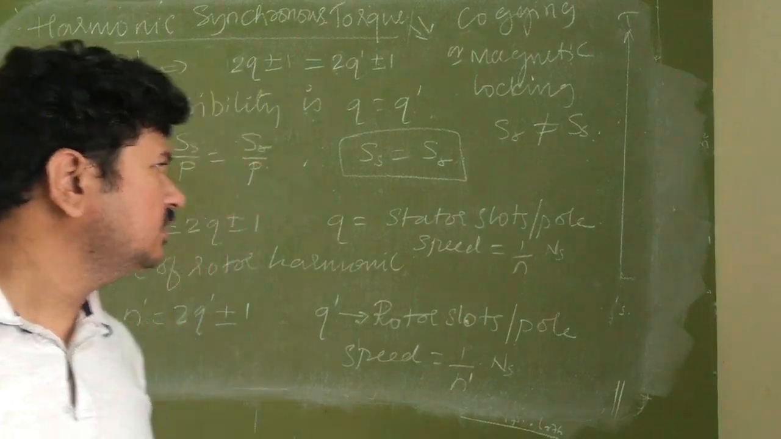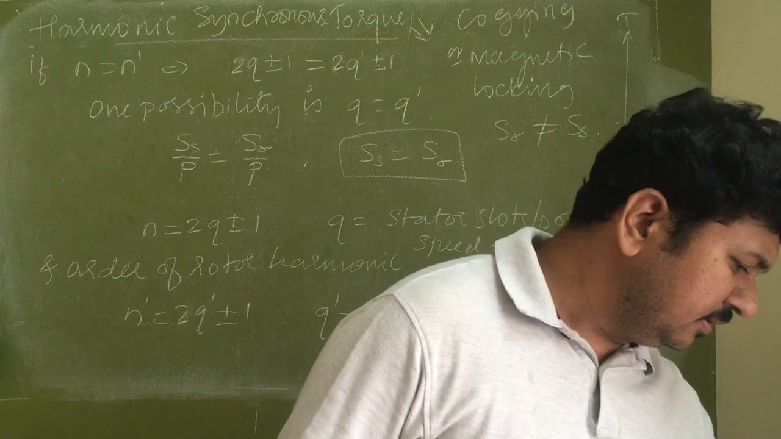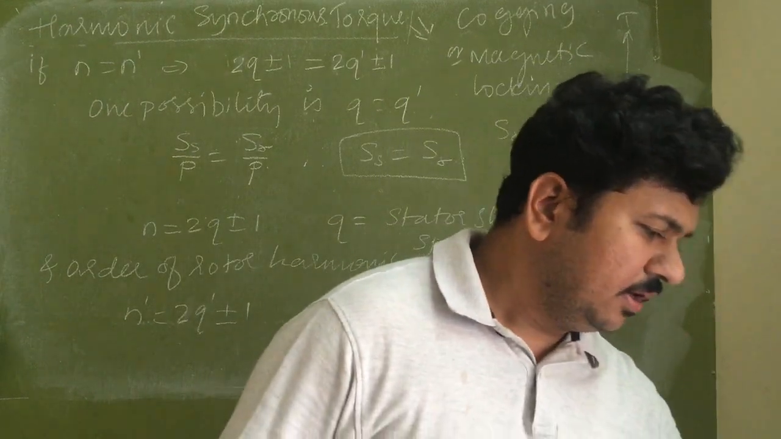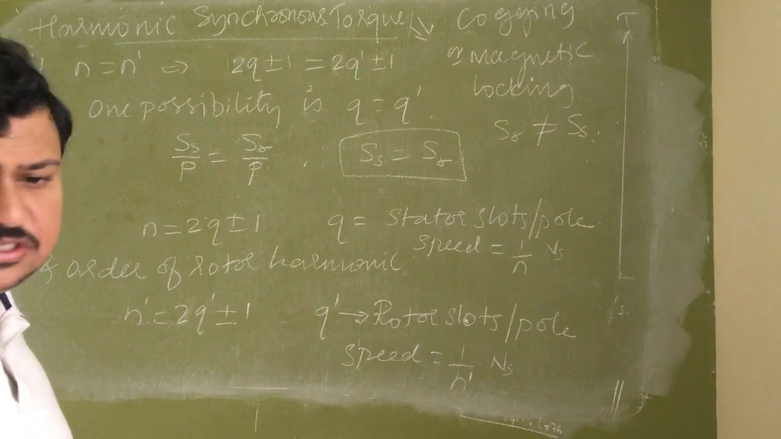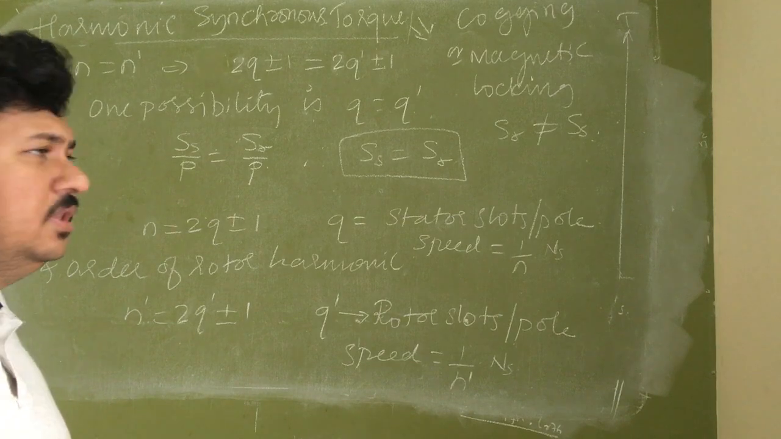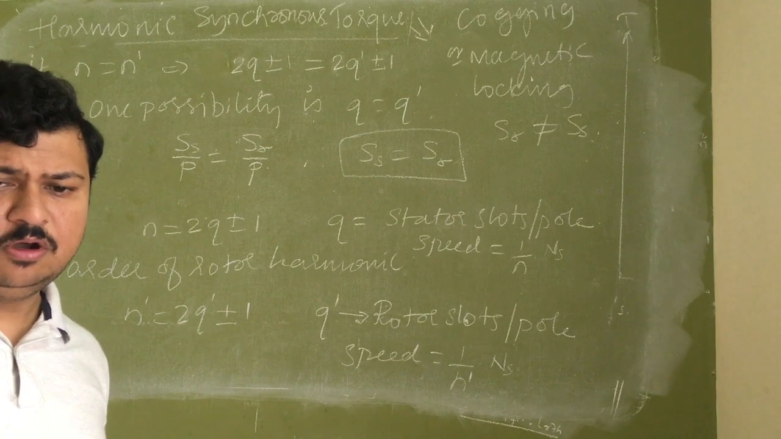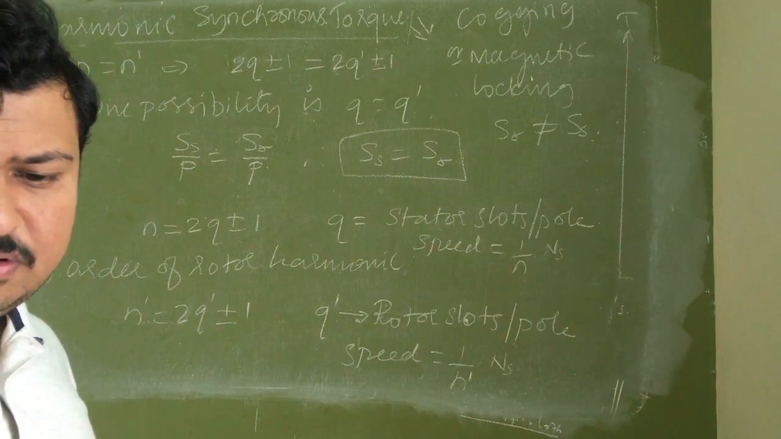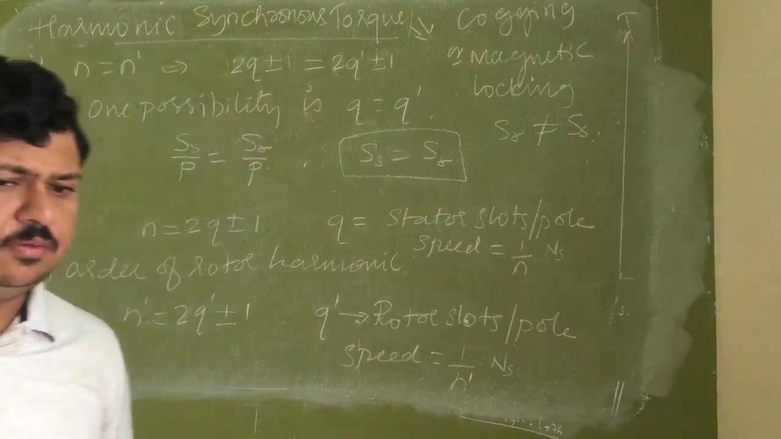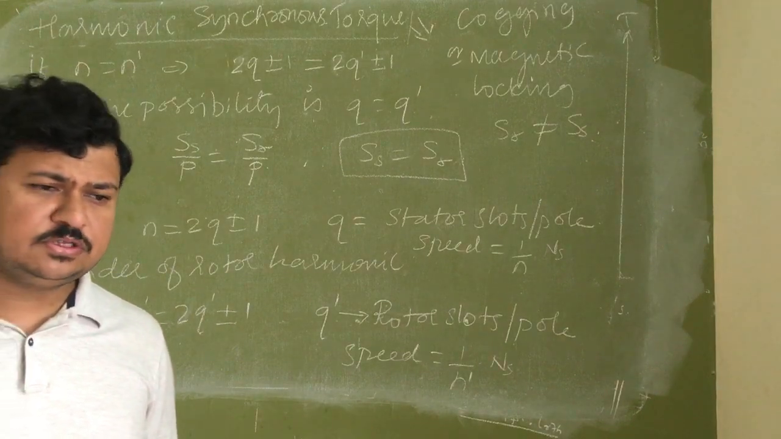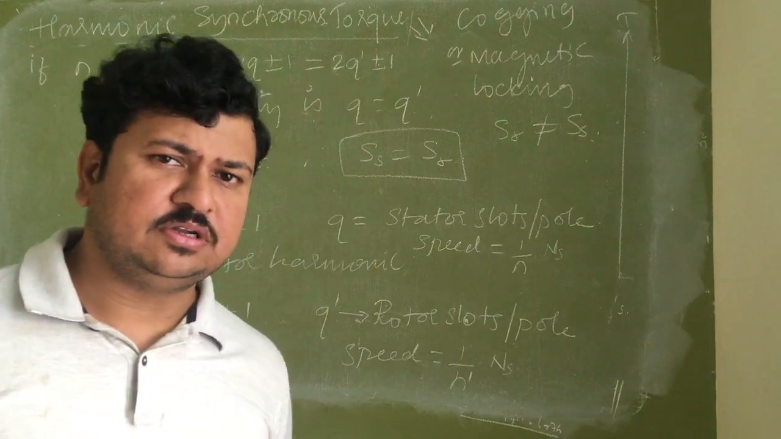In the next class we will see what the guidelines are for selecting the number of slots, and also what actions we take to reduce these harmonic induction torques or harmonic synchronous torques, or in general harmonic torques. So how I can reduce the harmonic torques we will be seeing. So we'll end today. In the next class we will be looking into the methods of reducing harmonic torques and guidelines for selecting rotor slots.